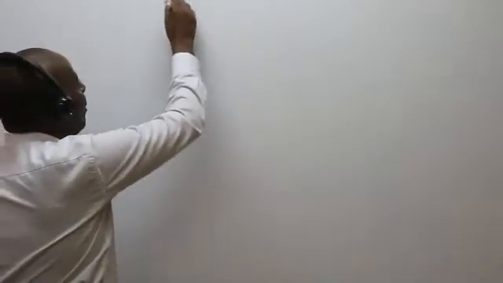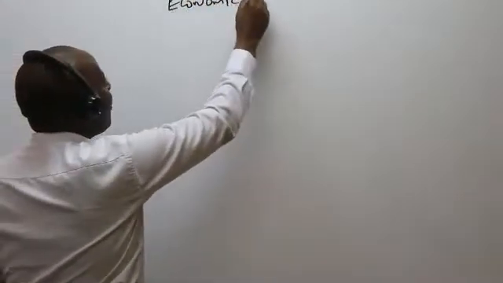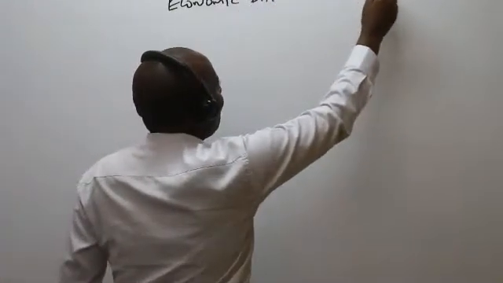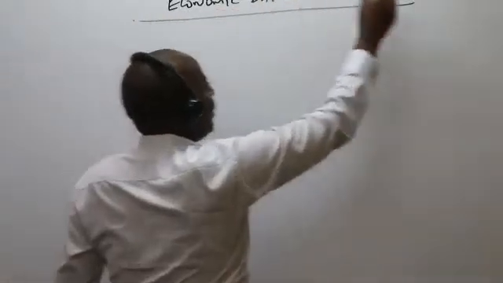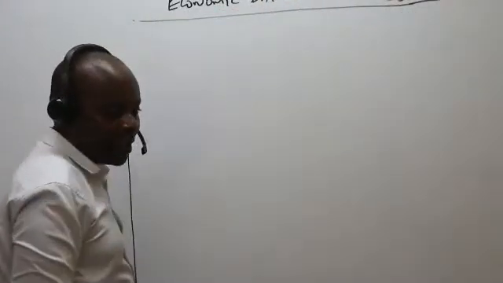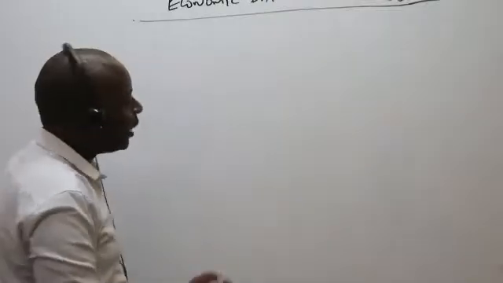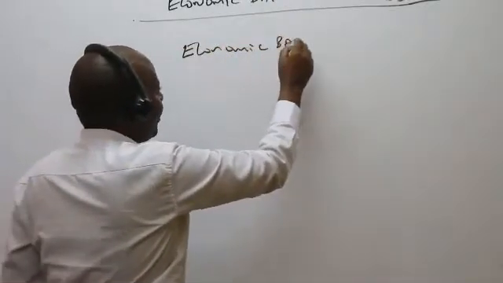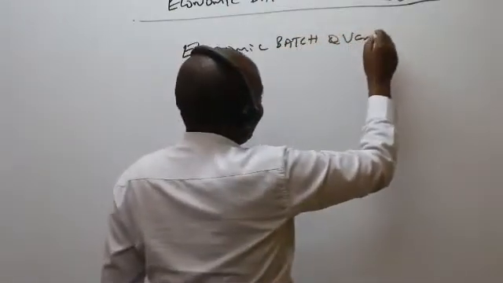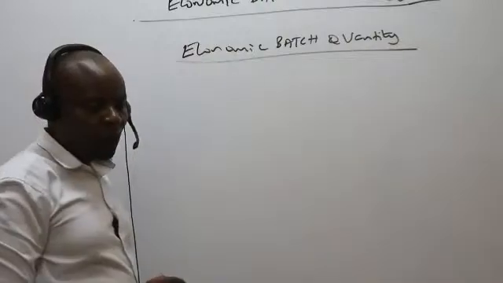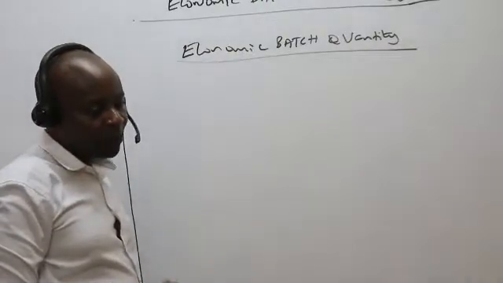From, ladies and gentlemen, we have what we call the economic batch quantity, EBQ. How could I write it up until my students can't even see? It's economic batch quantity, EBQ, like that. So now, ladies and gentlemen, for EBQ, what are we supposed to know?